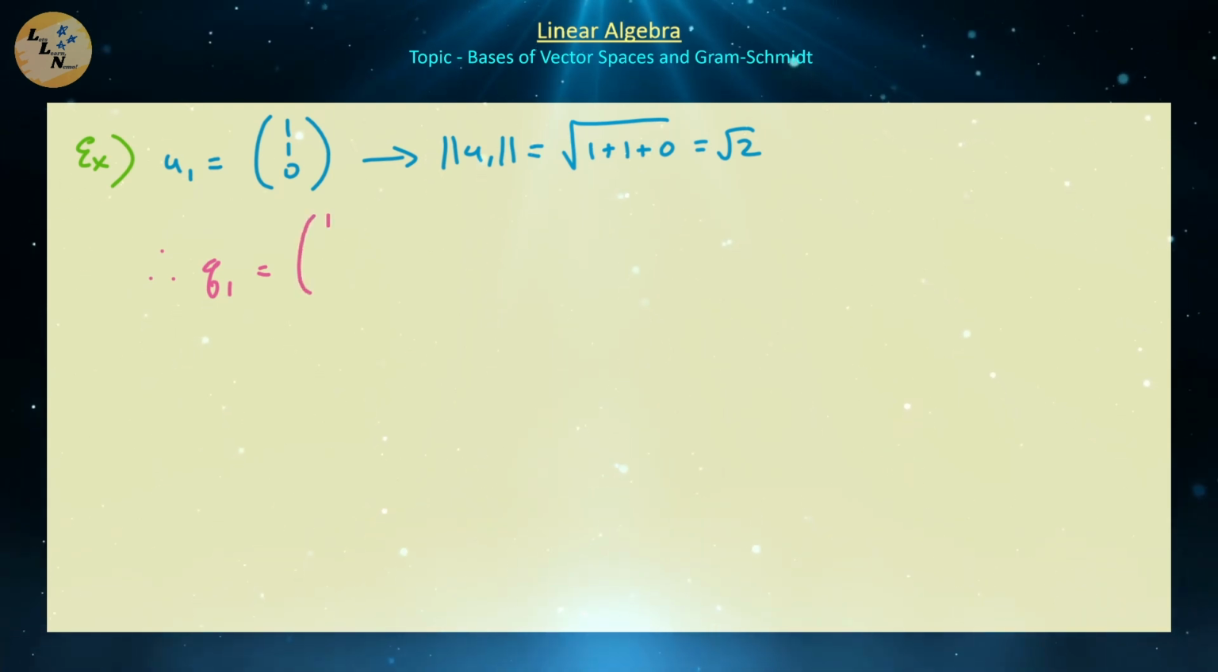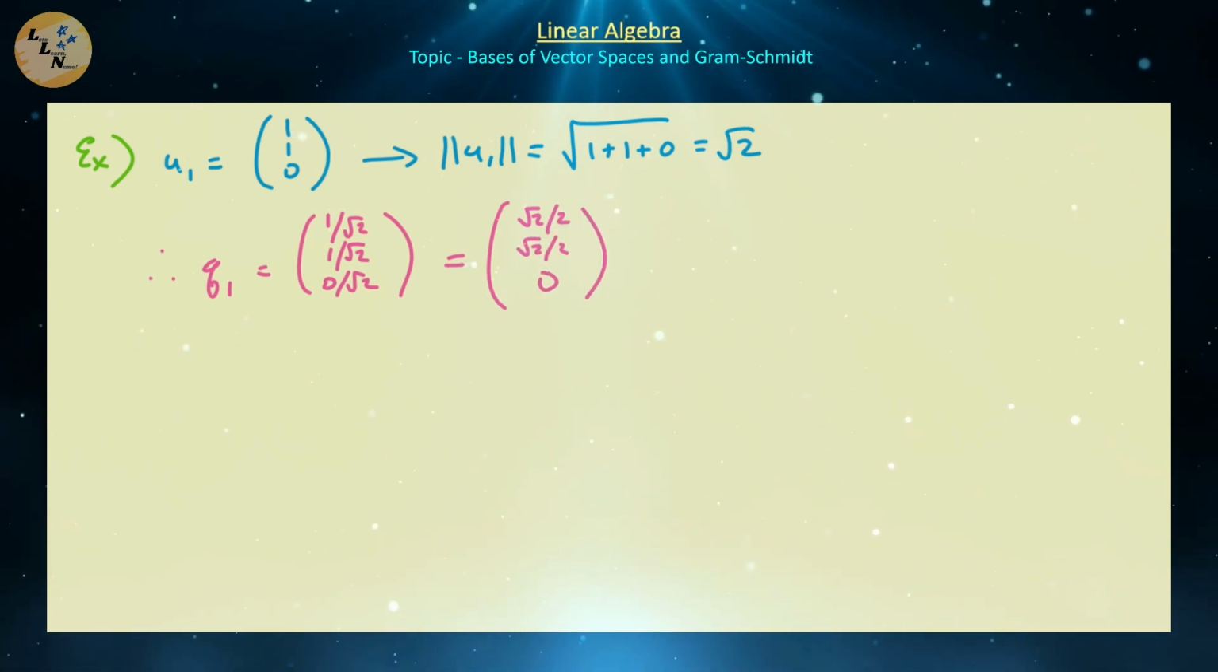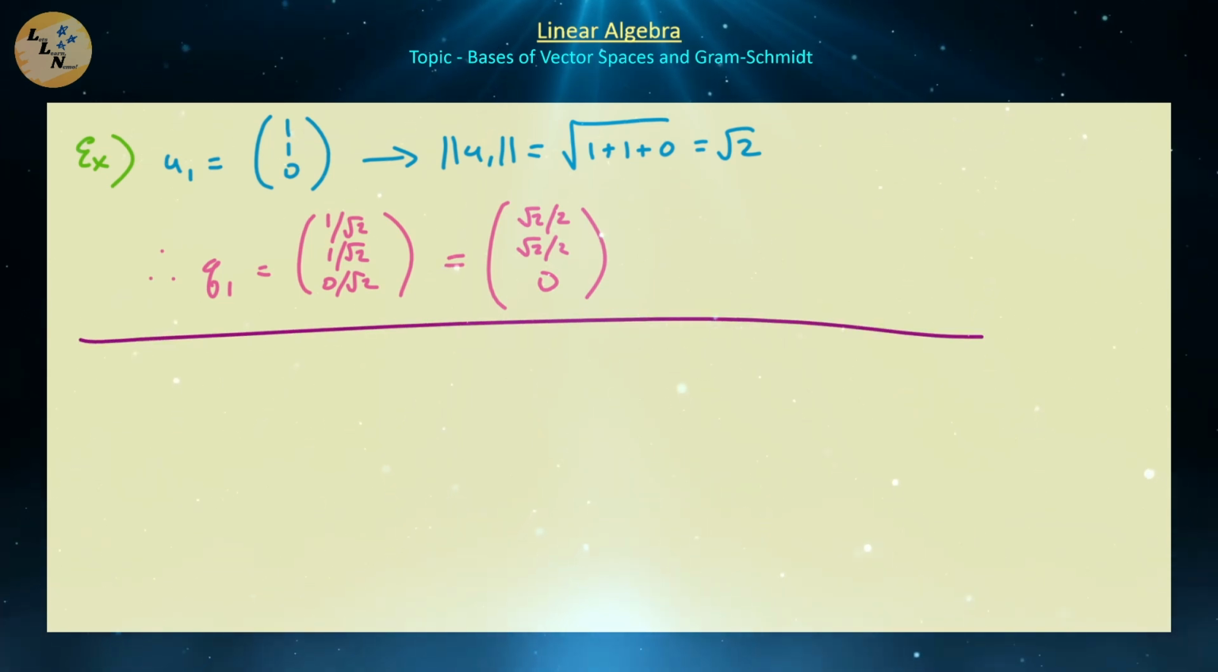Once we have the norm of the first vector, we can quickly define Q1 to be equal to 1 divided by the square root of 2, 1 divided by the square root of 2, and 0 divided by the square root of 2, which we know is equivalent to writing square root of 2 over 2, square root of 2 over 2, and 0. So that is our very first vector of our orthonormal basis of R3.